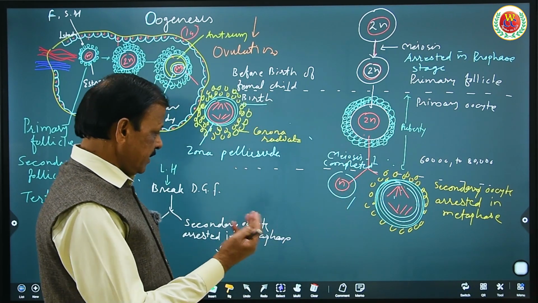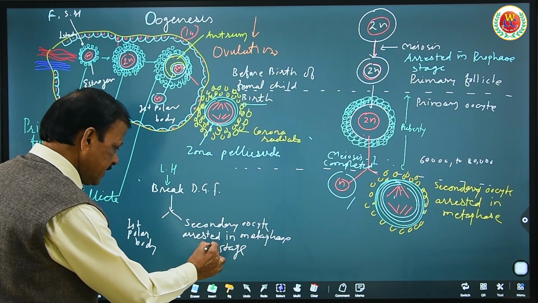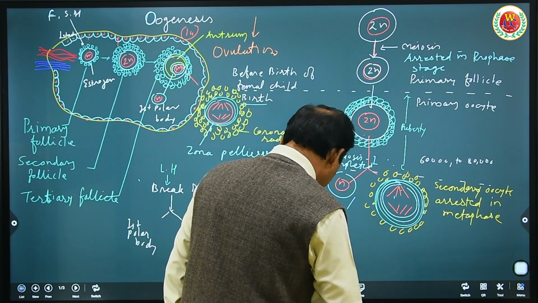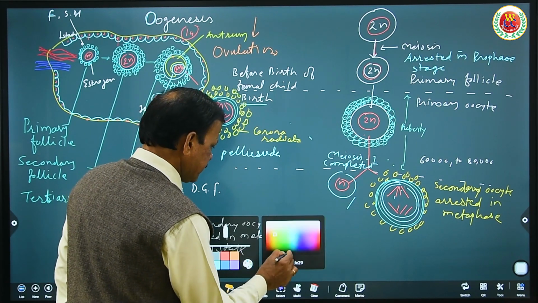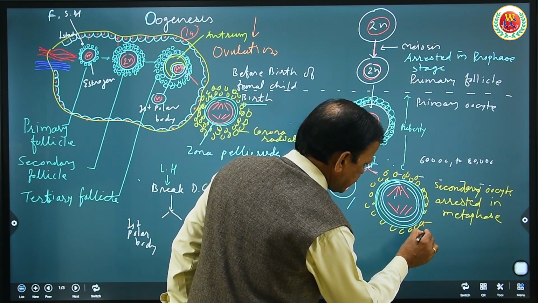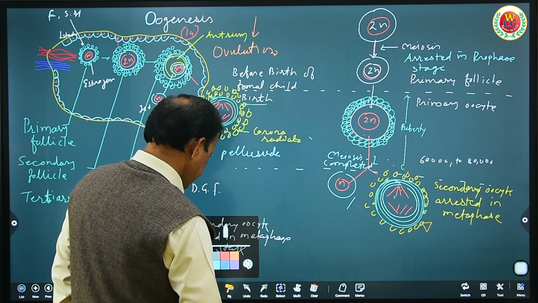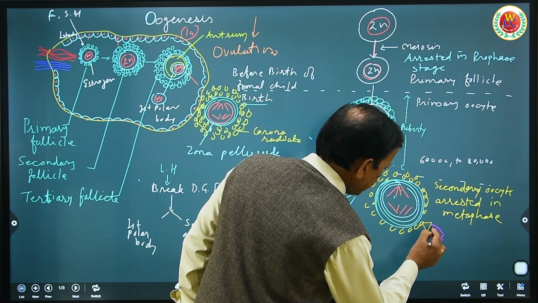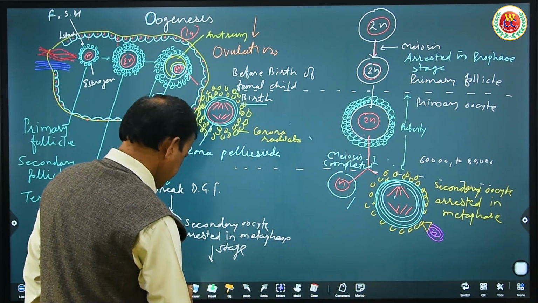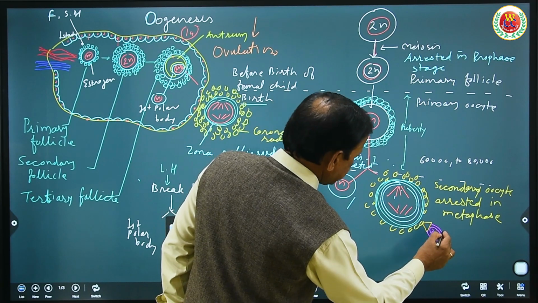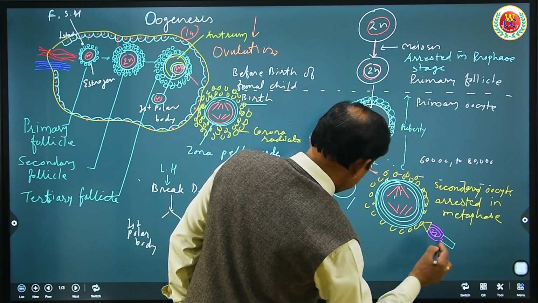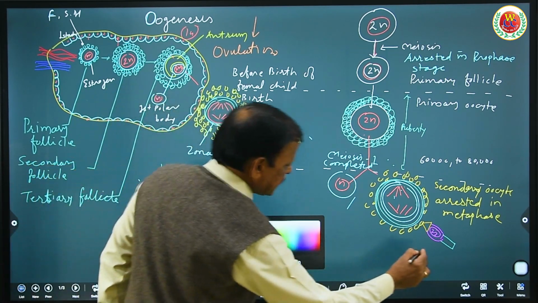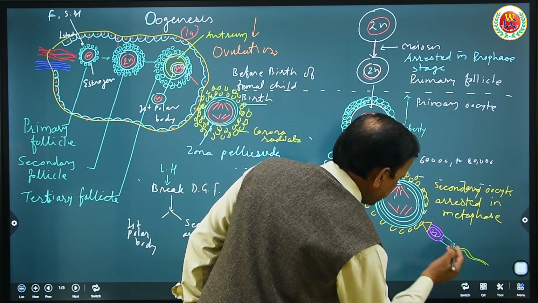To understand this, now see this secondary oocyte is ready to have the encounter by the sperm. When sperm encounters, this is suppose acrosome, this is a nucleus with 23 chromosomes, this is a middle piece, and again this is a tail. Now which part enters?